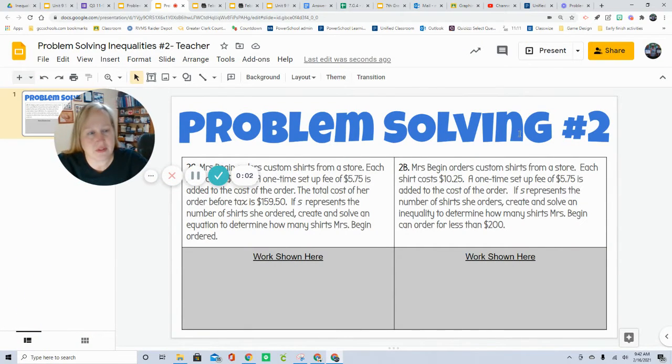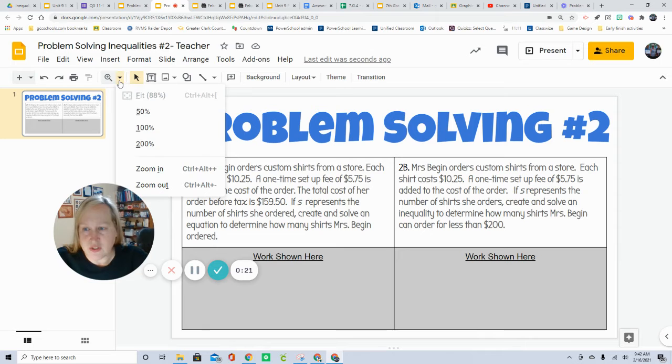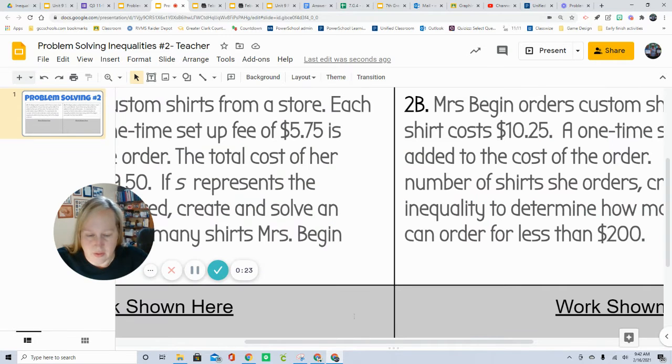Okay, we are doing problem solving number 2 for inequalities. We're going to compare what it's like to do an equality, which requires an equal sign, versus an inequality, which has the greater than, less than, greater than or equal to, or less than or equal to. So the first thing we're going to do is try to make this larger so that we can read it.